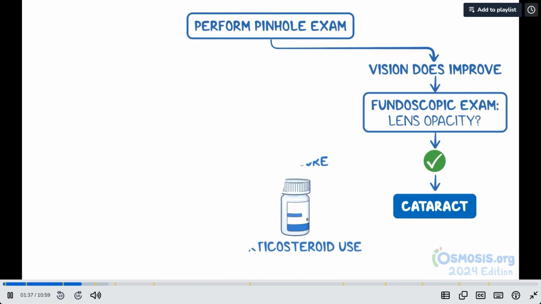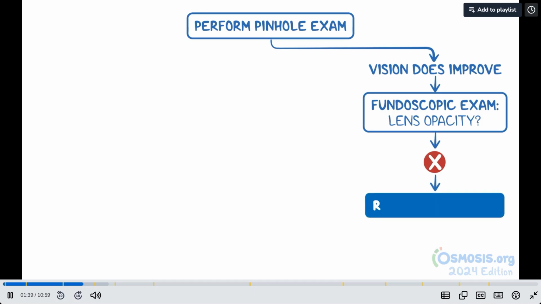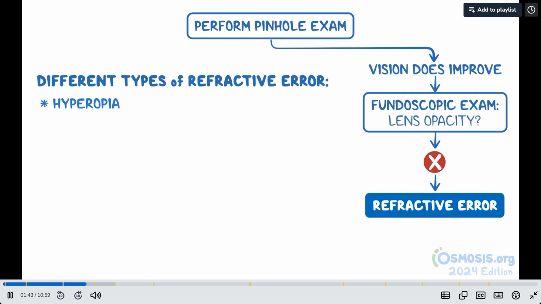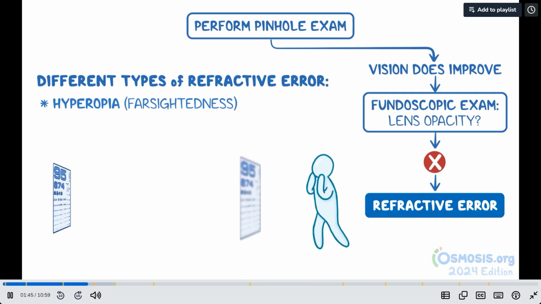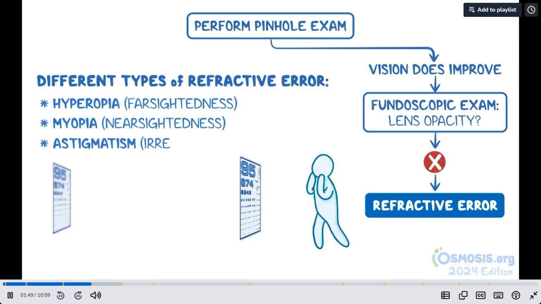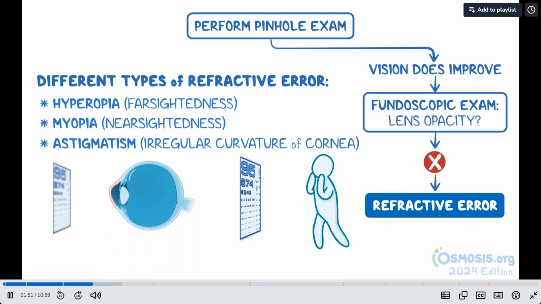However, if lens opacity is absent, you can diagnose refractive error. The different types of refractive error are hyperopia, otherwise known as farsightedness, myopia, known as nearsightedness, and astigmatism, which is an irregular curvature of the cornea.